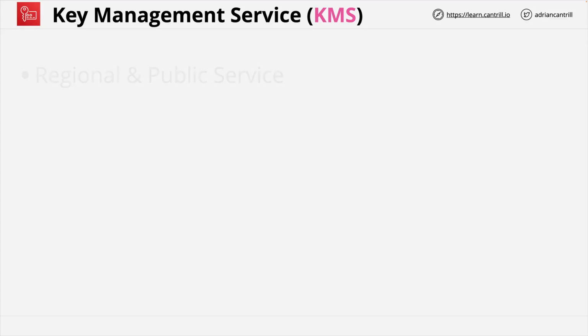Now KMS is a regional and public service. Every region is isolated when using KMS. Think of it as a separate product. Now KMS is capable of some multi-region features, but I'll be covering those in a separate dedicated video. It's a public service, which means it occupies the AWS public zone and can be connected to from anywhere with access to this zone. Like any other AWS service though, you will need permissions to access it.